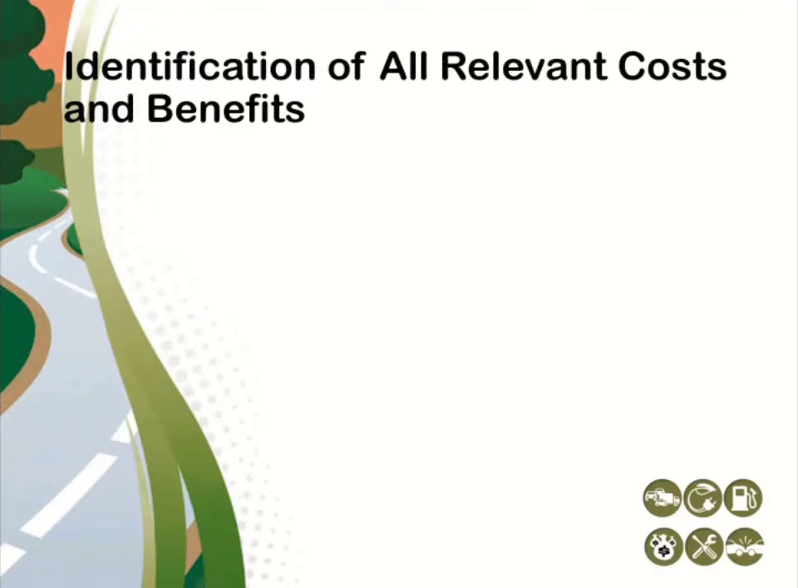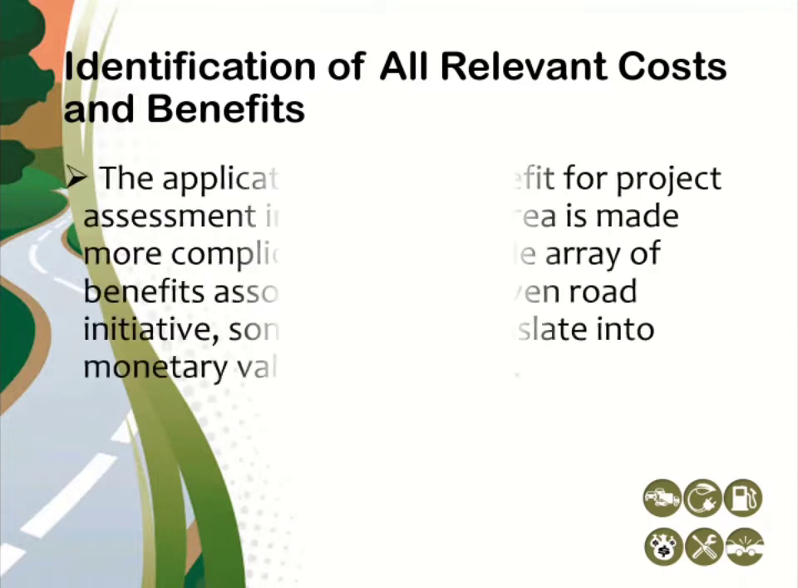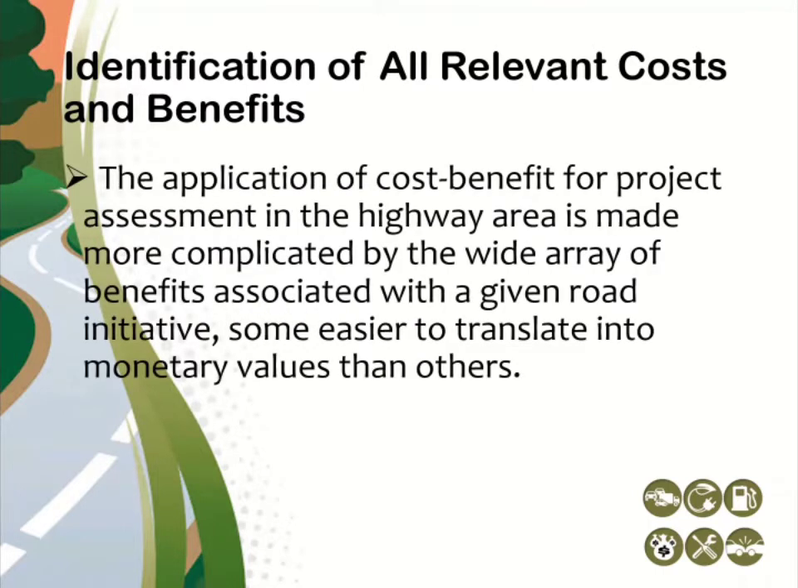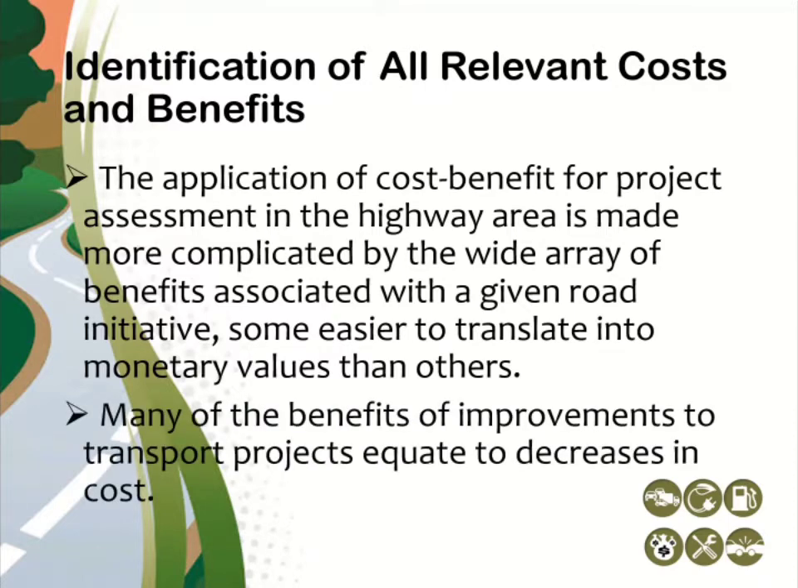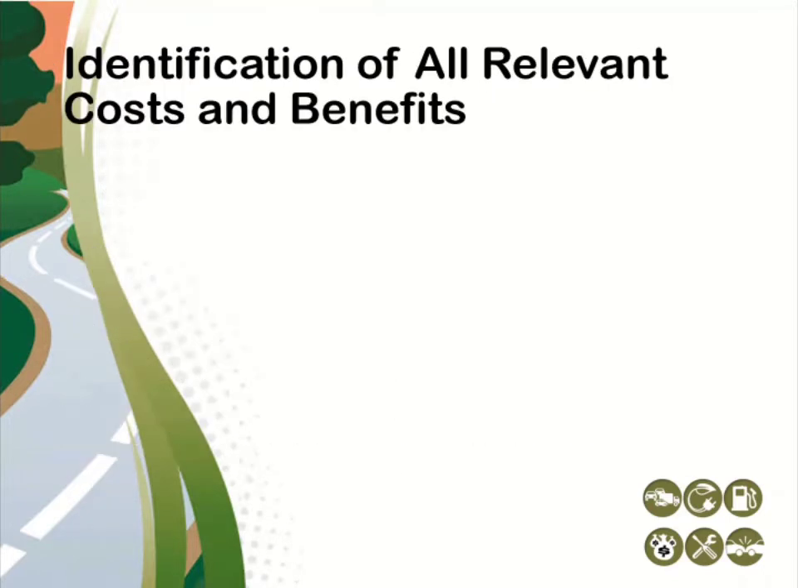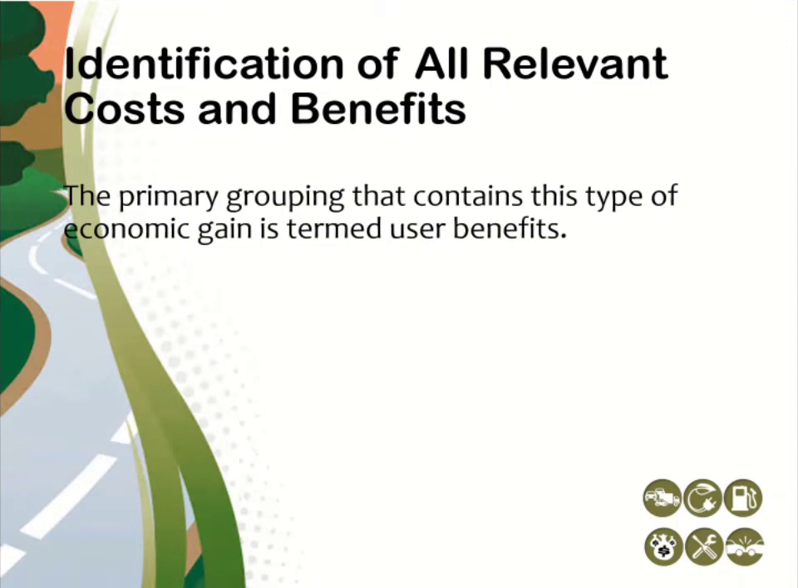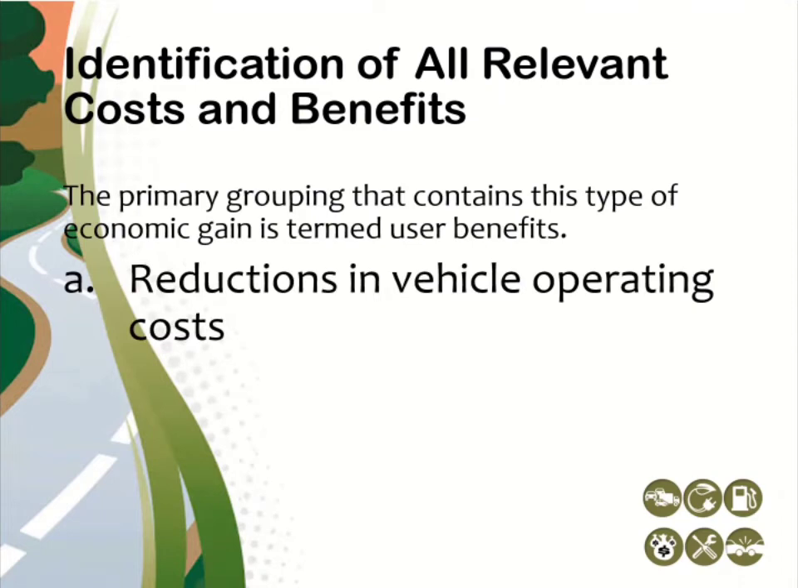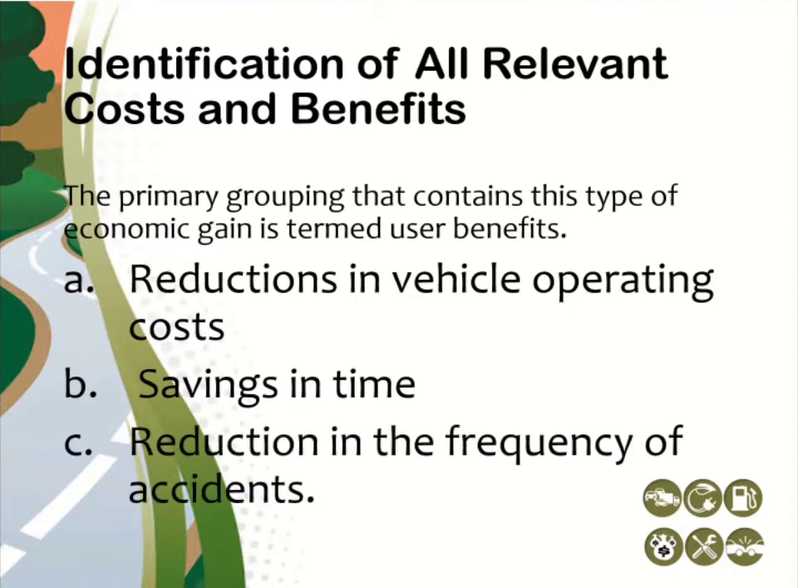The next step, identification of all relevant costs and benefits. The application of cost-benefit assessment in the highway area is made more complicated by the wide array of benefits associated with a given road initiative, some easier to translate into monetary values than others. Many of the benefits of improvements to transport projects equate to a decrease in cost. The primary grouping that contains this type of economic gain is termed user benefit: the reduction in vehicle operating cost, savings in time, and the reduction in the frequency of accidents.